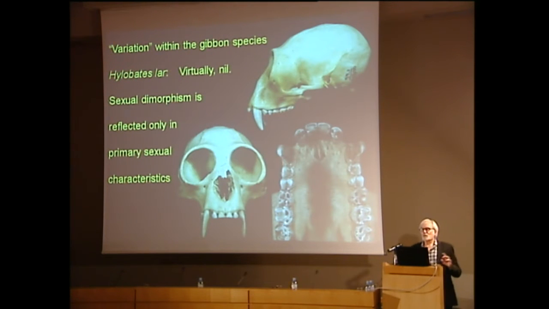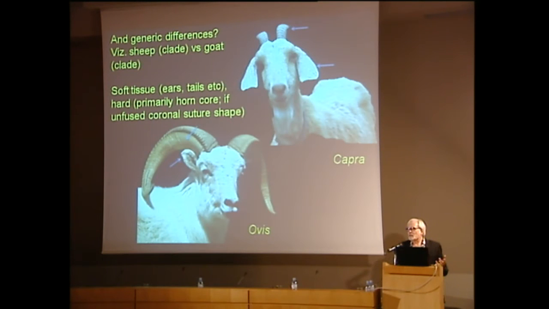One is variation within the given species Hylobates lar, and essentially there's nothing. You can put a zillion of these skulls and mandibles on a table, and they look the same. The only way you can discriminate between these is sexual dimorphism, but on primary sexual characteristics, which of course are not preserved.